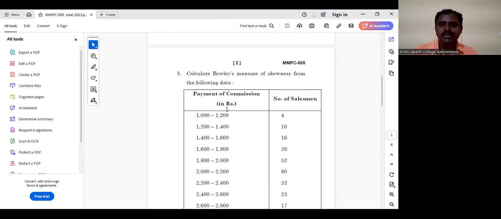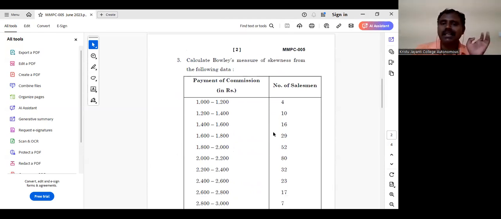Okay, then next one you can see, calculate the Bowley's measures of skewness from the following data. Under the mean, median, mode, standard deviation, coefficient of variations, even the percentiles, deciles, all this we calculated, no? There I explained the Bowley's measures of skewness. You have to calculate the Q1, Q2, Q3 values, and by using Q1, Q2, Q3, you have to get the answer.